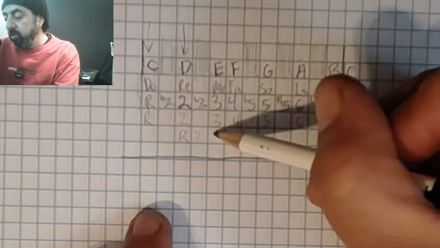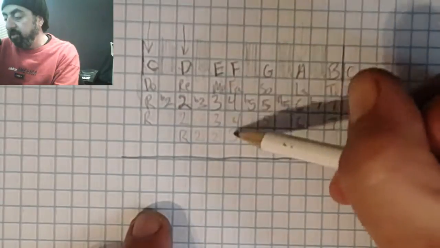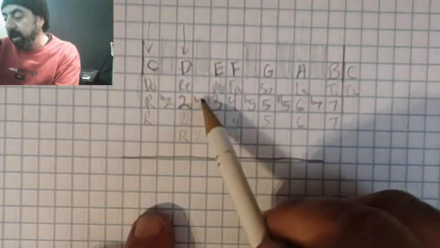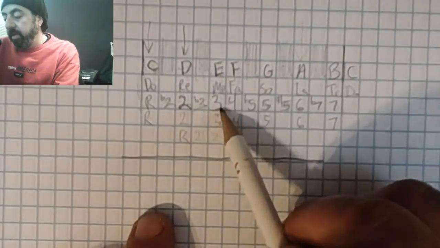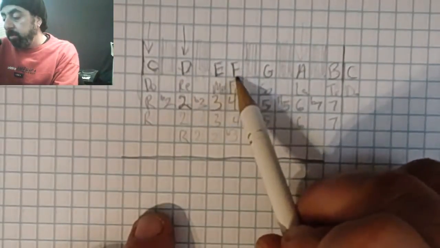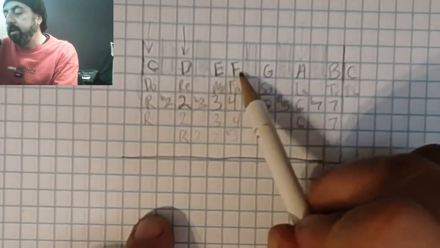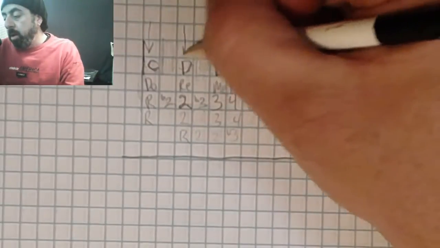This is 2, 2, 3. F falls on the first 3, which is a flat 3rd, then the major 3rd. So we have a minor chord being built up here, and you can see why D is minor. And all these have names.